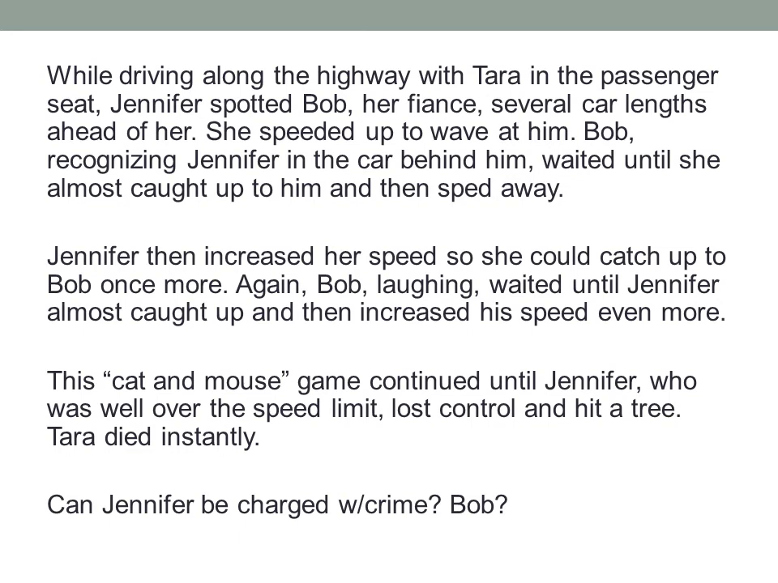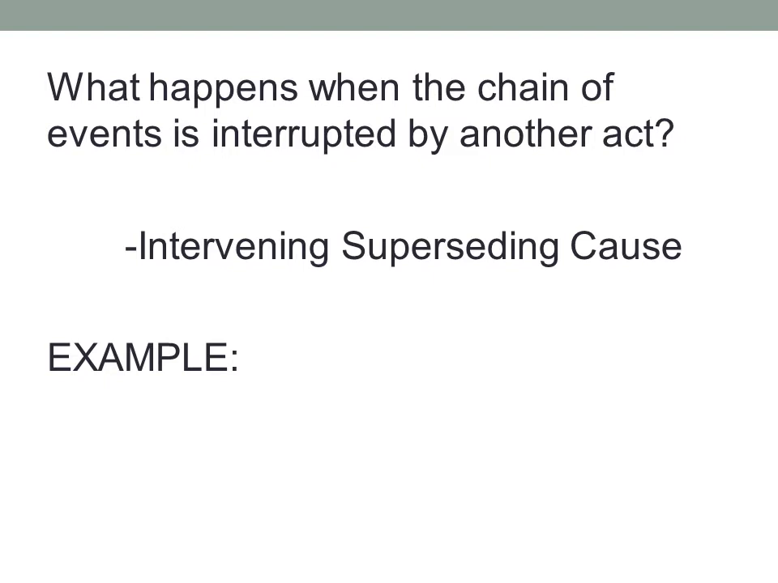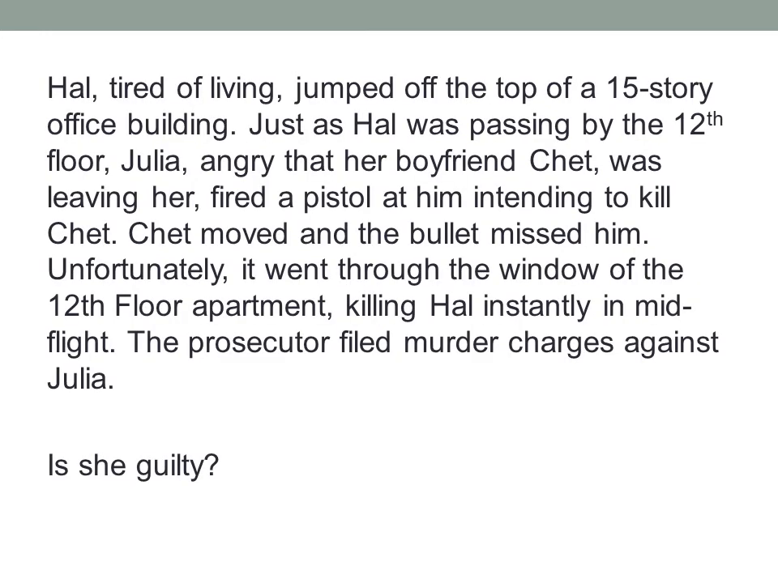Do I have another one? Yeah, I do. Our intervening superseding cause. My slides seem to be a little out of order. So Hal is tired of living. He jumped off the top of a 15-story office building. Just as Hal was passing by the 12th floor, Julia, angry that her boyfriend Chet was leaving her, fired a pistol at him, intending to kill Chet. Chet moved, and the bullet missed him. Unfortunately, it went through the window of the 12th floor, killing Hal instantly in mid-flight. The prosecutor files murder charges against Julia. Is she guilty?